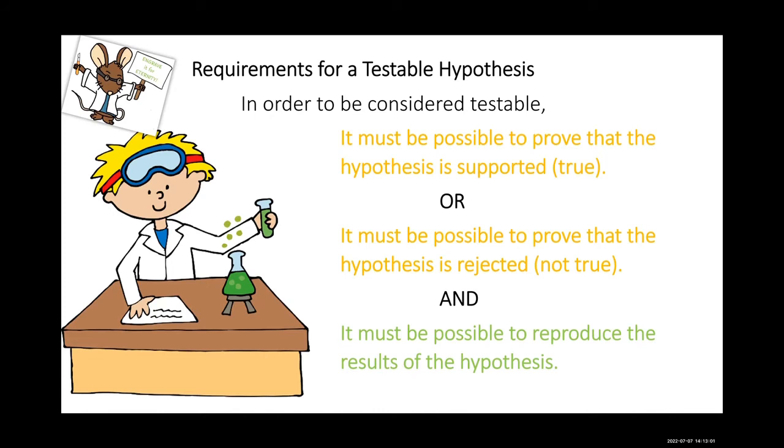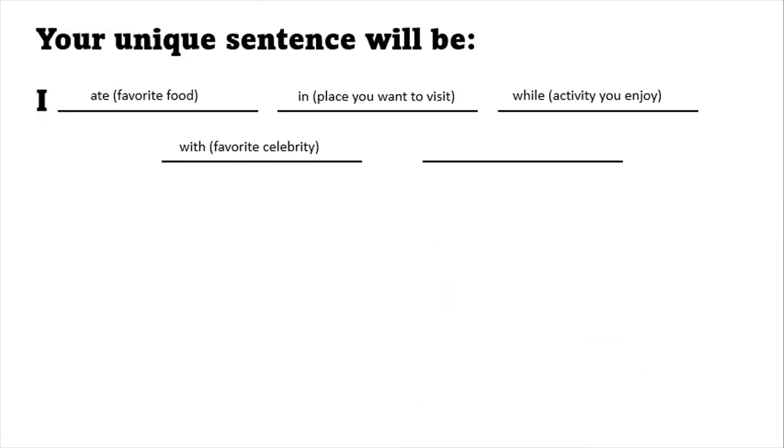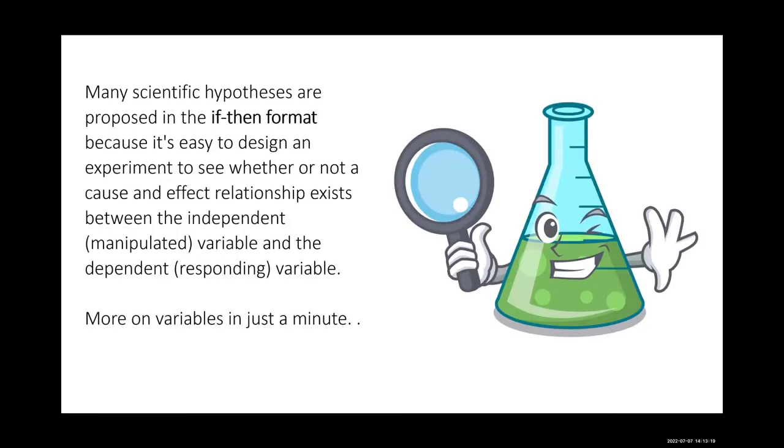So in order for a hypothesis to be tested, and remember, a hypothesis is an idea that can be tested, you have to be able to prove that it is supported or rejected. And in either case, you have to be able to reproduce those results. Many scientific hypotheses, there's your plural of hypothesis, are proposed in an if-then format because it's easy to design an experiment to see whether or not a cause and effect relationship exists between the independent or manipulated variable and the dependent or responding variable. We'll get back to variables in just a minute.